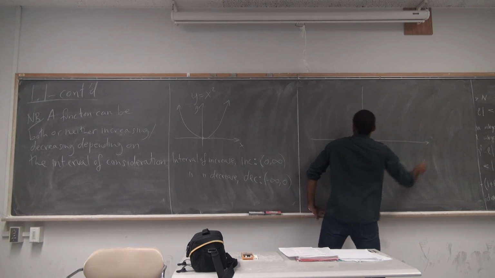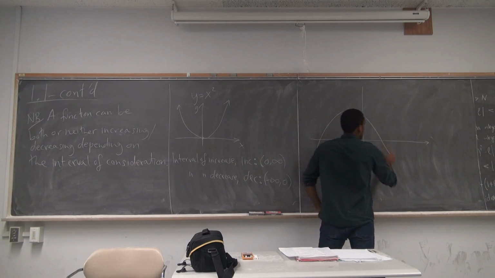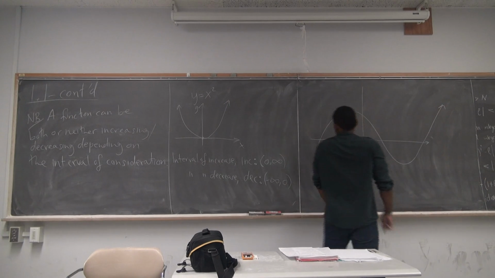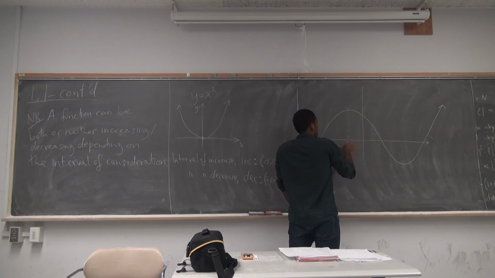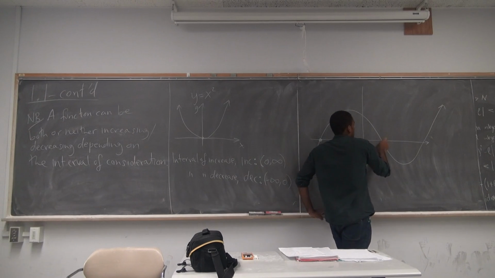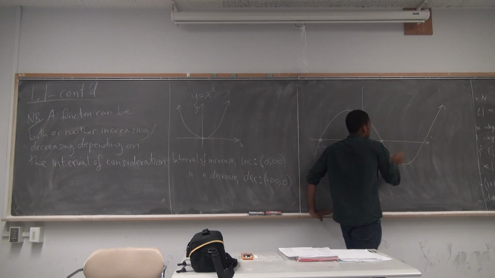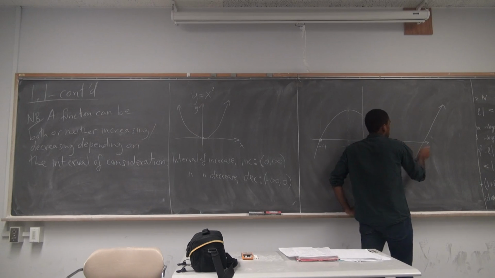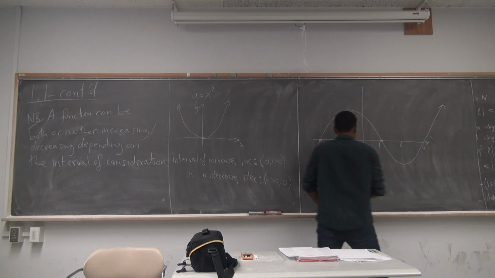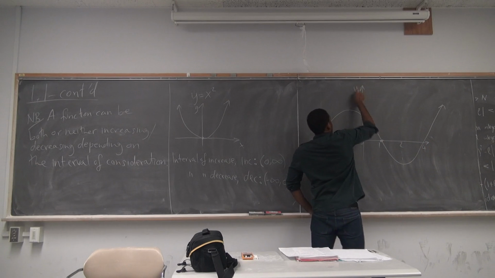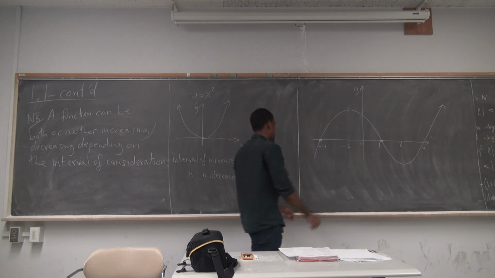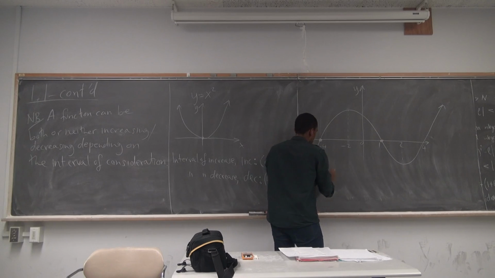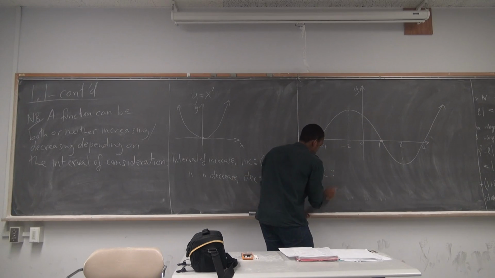So we have another function. Let's say this is 4. This is 2. This is 0. This is 1. This is 2. This is 4. So this is probably some sort of cubic, maybe a little larger. And so here, what is the interval of increase, interval of decrease?